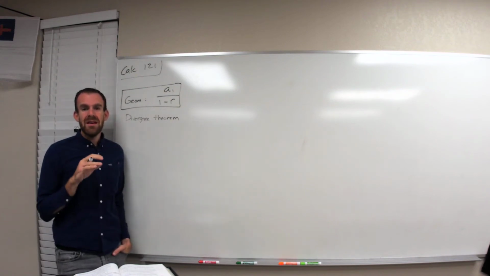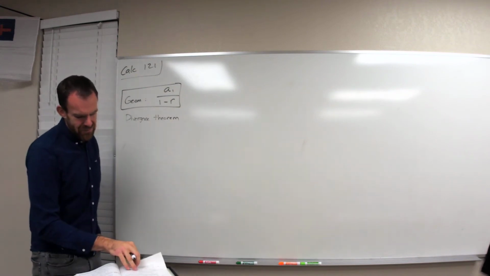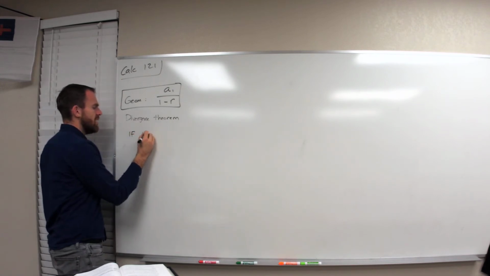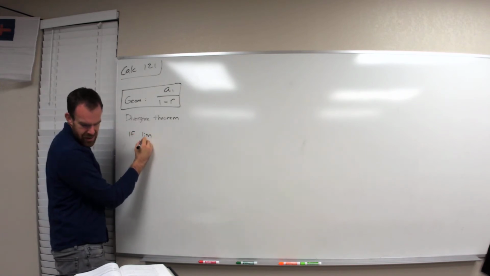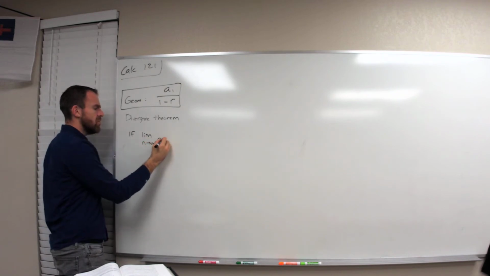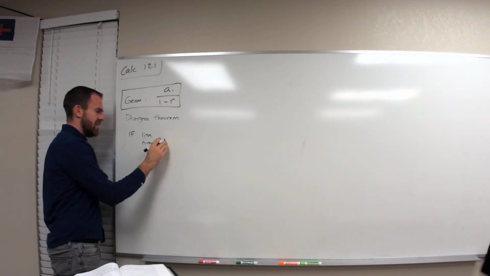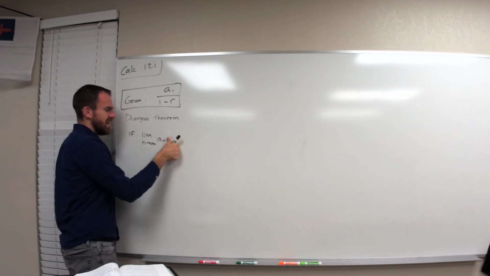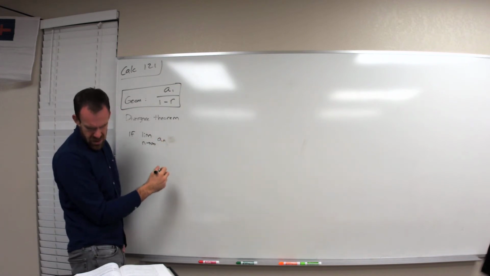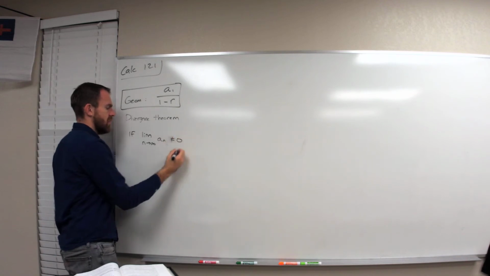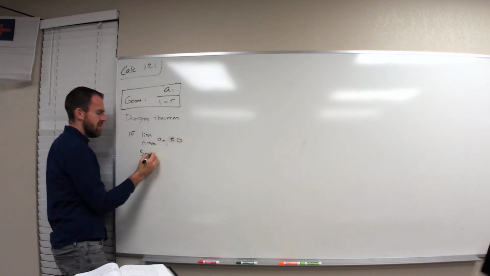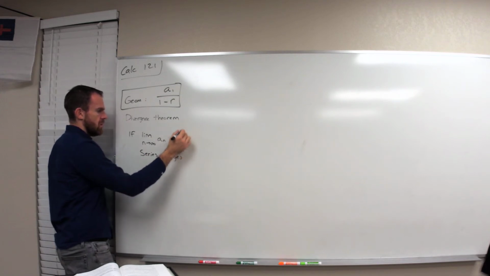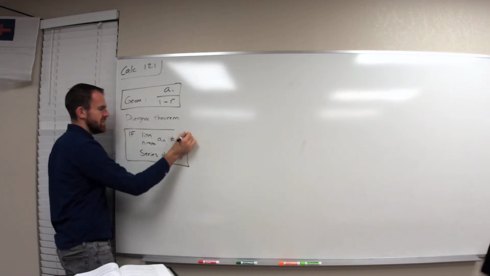Divergence theorem is simple. You've already done it, and that is this. If the limit as n approaches infinity of your sequence an does not equal 0, let's do it that way, then the series diverges. So that's your divergence theorem.